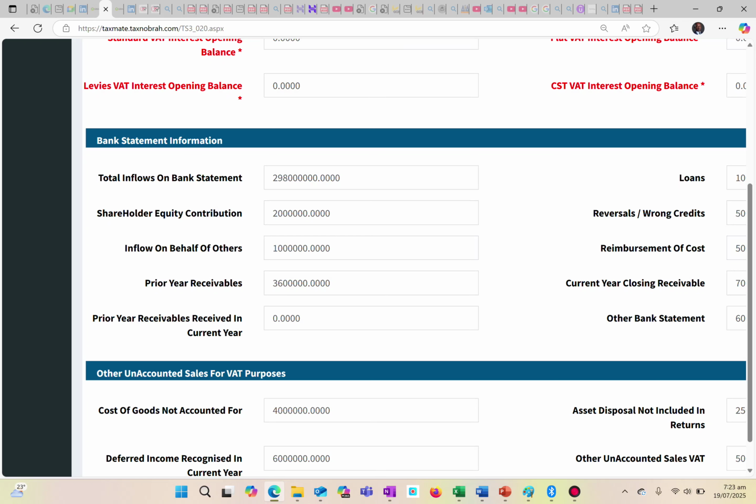Do you have any shareholder equity contribution in that year? Did shareholders contribute any shares, any equity? That will come at the credit side of the bank statement. So you provide it here.